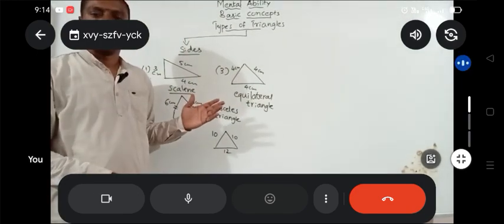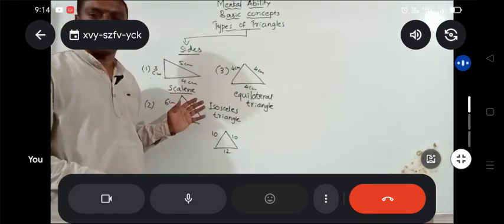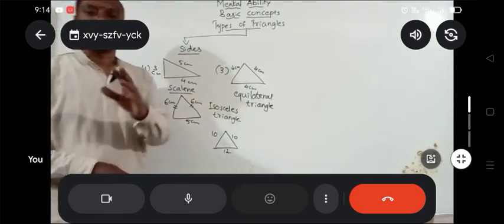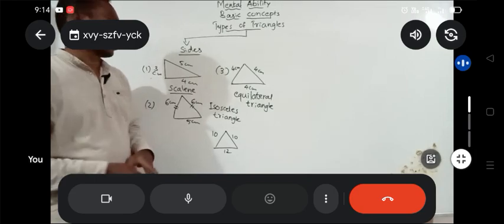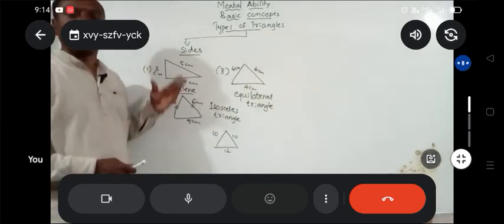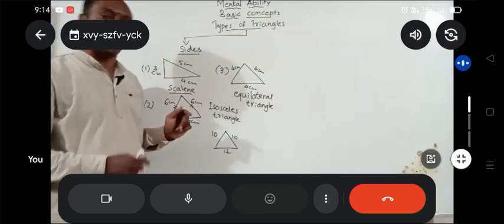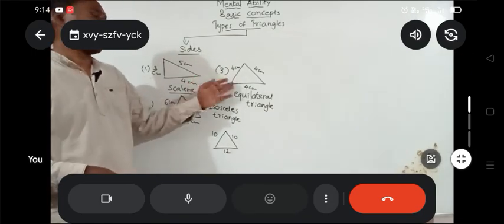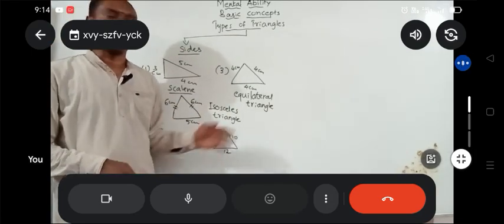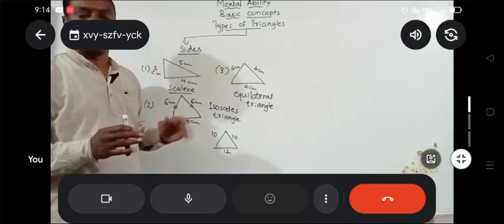Till now we have discussed the types of triangles based on sides. There are three types of triangles based on sides. Scalene triangle, where all the sides are different. Isosceles triangle, where two sides are equal and one side is different. And in equilateral triangle, all the sides are the same.